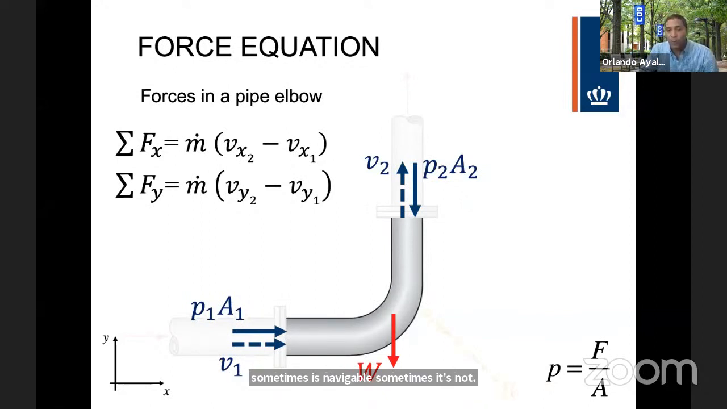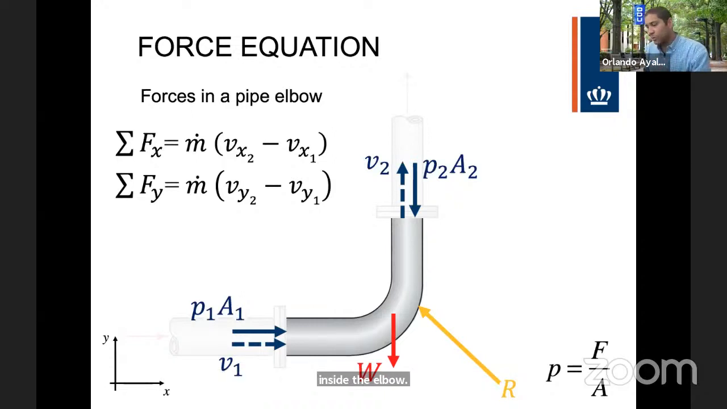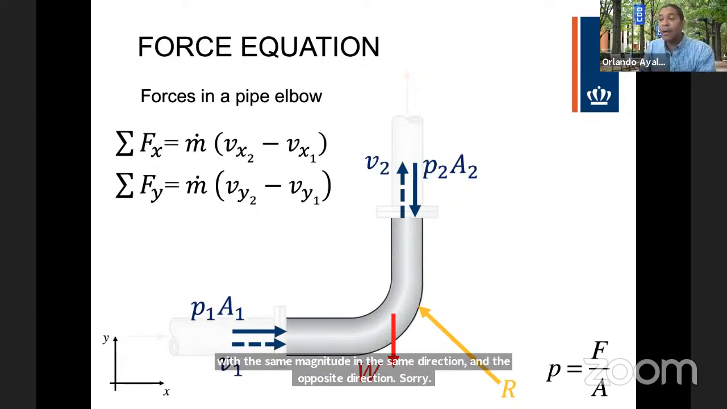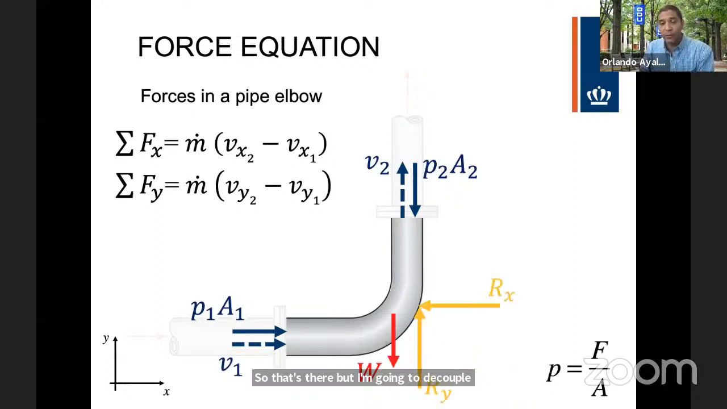And finally, the other force that I have is the interaction between the solid elbow and the liquid inside the elbow. By the action-reaction law of Newton, as the fluid hits the elbow, the elbow returns a force with the same magnitude and the opposite direction. So that's there, but I'm going to decouple those two vectors into these two vectors. I have the reaction of the elbow against the fluid, Rx and Ry. Now I have everything identified.